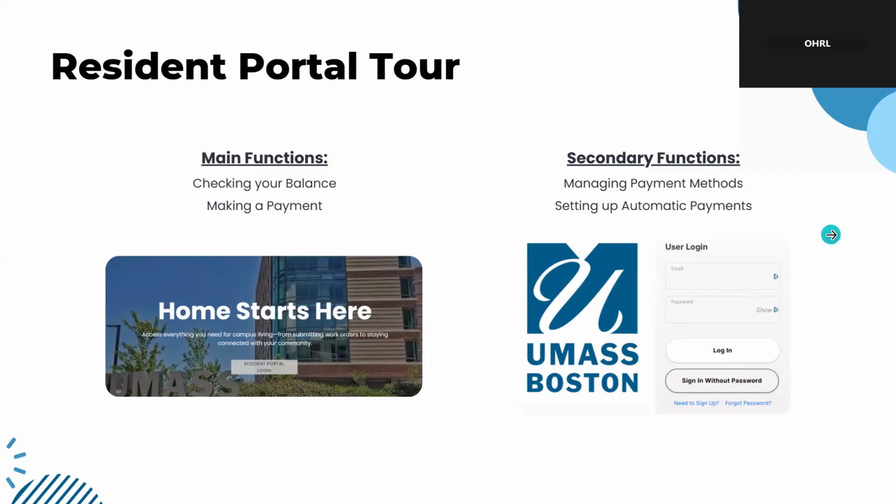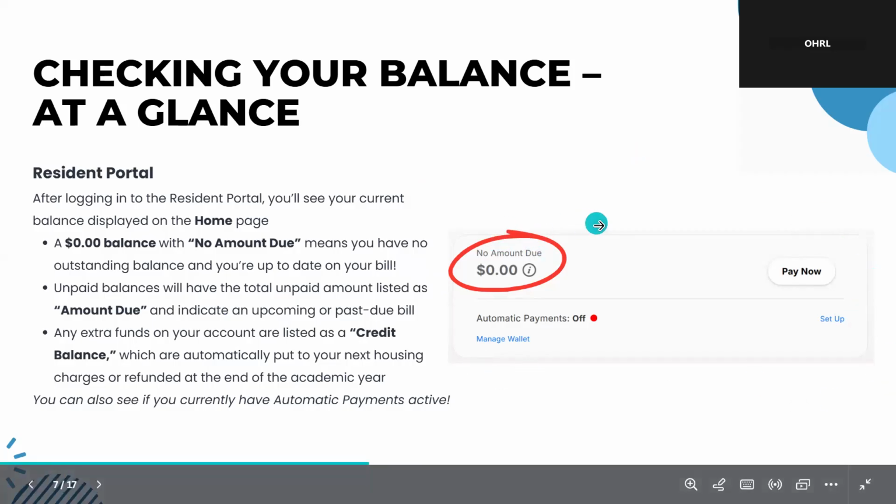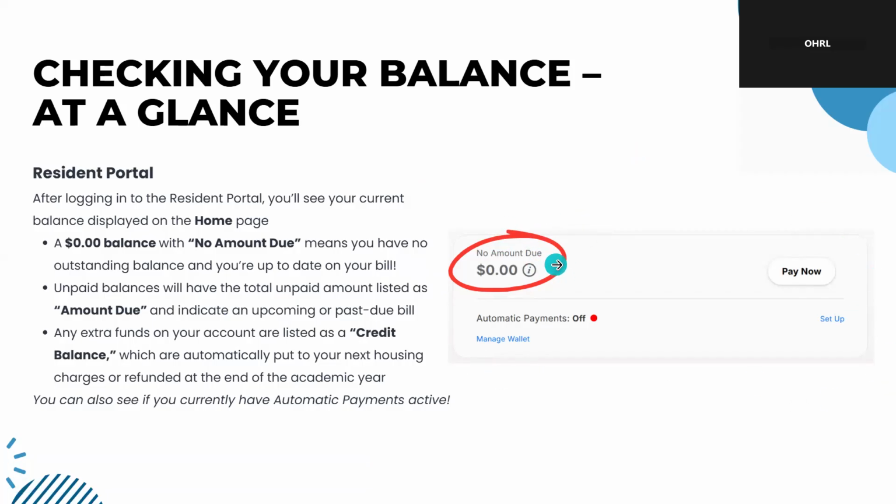But for now, one of the top questions you might be wondering, how do I see my balance? Well, the resident portal makes that really easy. Once you log in, right on the homepage, you will see this screen right here. This will display your current balance and also have the option to make a payment right there with a one-click payment. It will also tell you if you have autopay active.